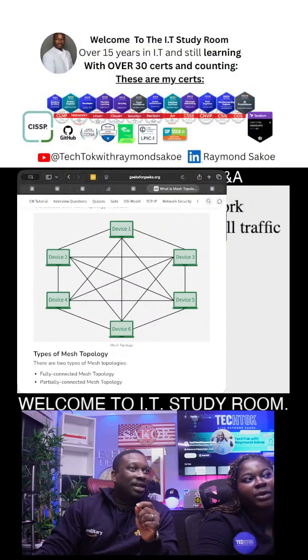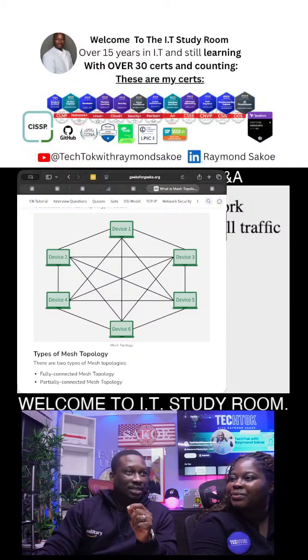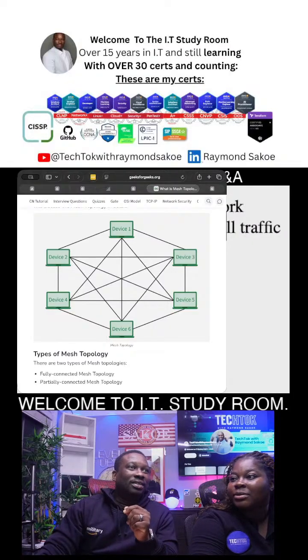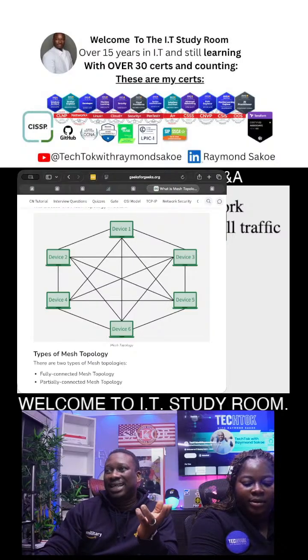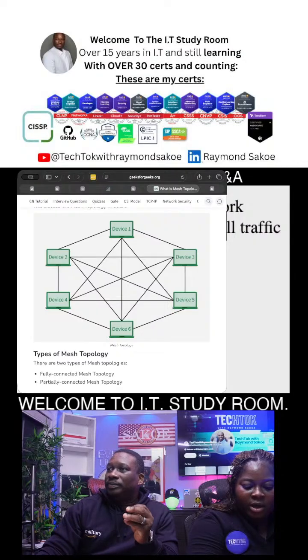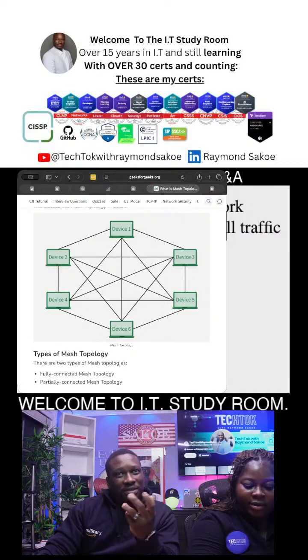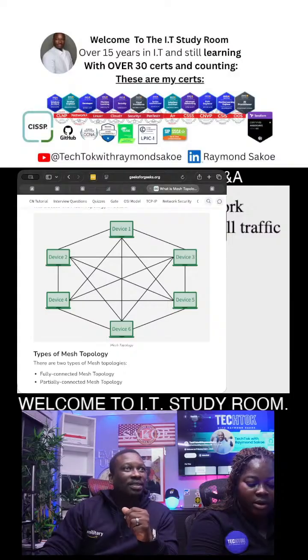This is a mesh. Every device connecting to every other device. So this device connects to this, connects to that, connects to this. It looks like a strainer. So you see it connects to every single one of them, right? So every device has a connection to every other device. So that is mesh. See how there's a star out of the mesh? They're all connected. So it's a combination of star. That's a good one.